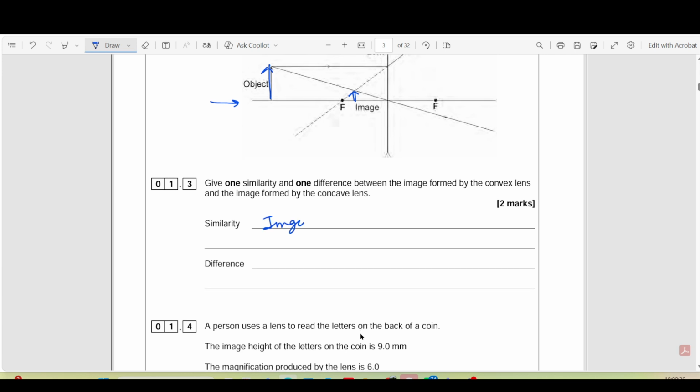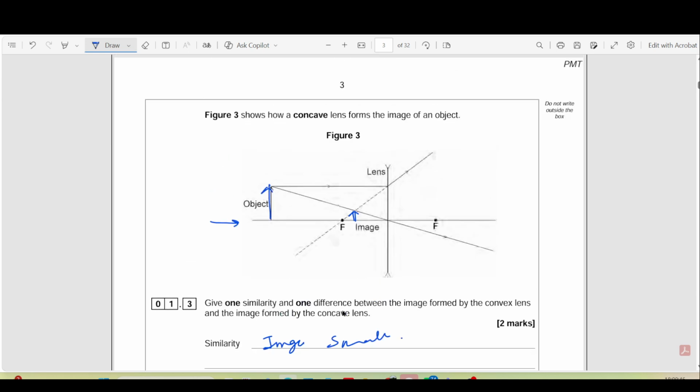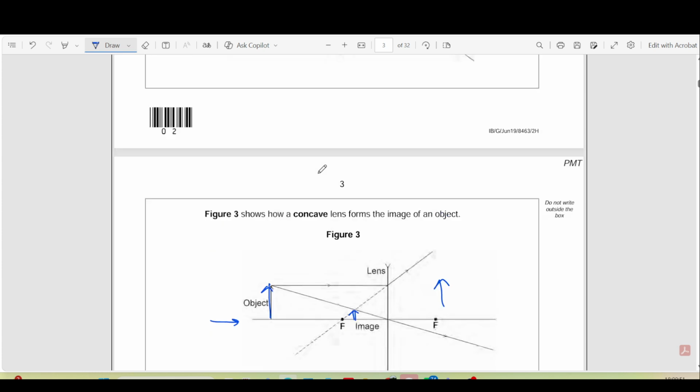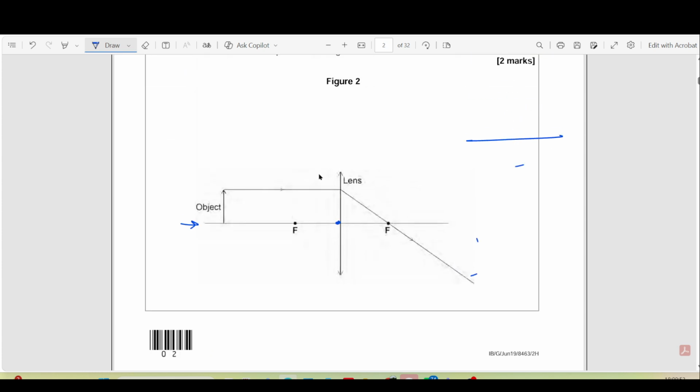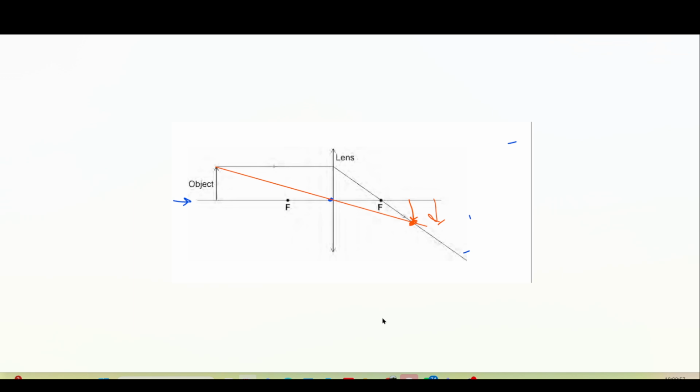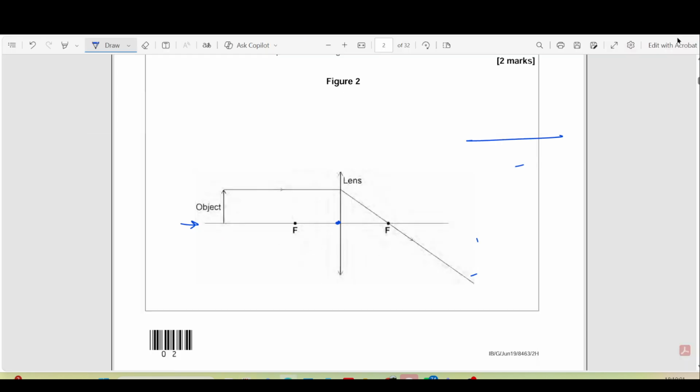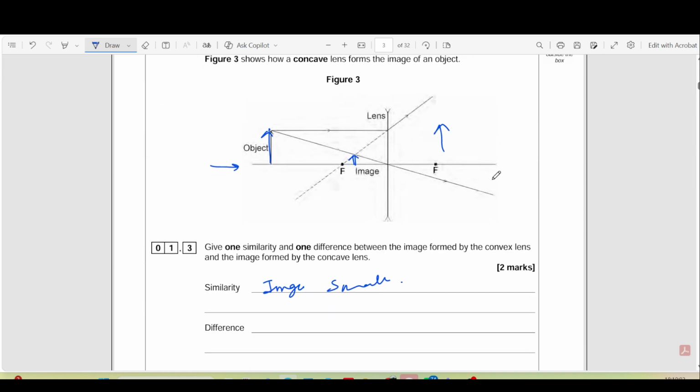And then the differences are that the concave lens forms an upright image while the convex lens forms an inverted image. You can see the image is upright, in the upward direction, in the case of concave, but in convex the image formed is in the downward direction, inverted. This is called inverted, and that one is called upright. That is the difference.